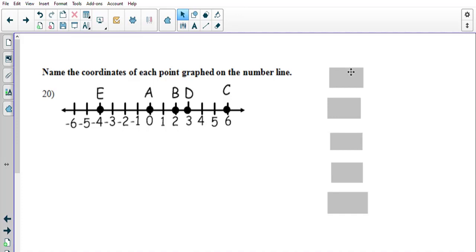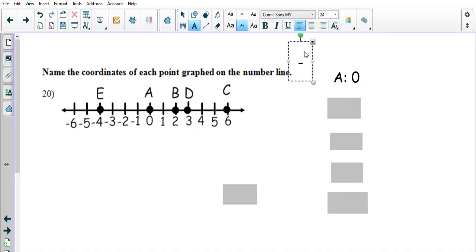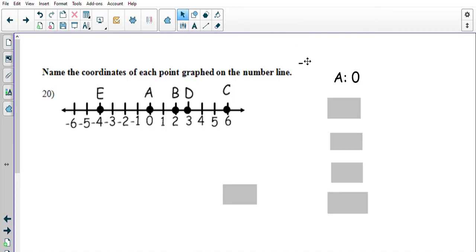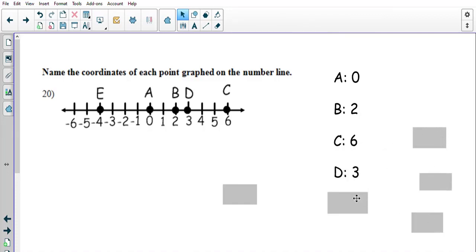A is at 0. So guess what? A, 0. I didn't put a dash here. Be careful about putting a little dash like this, because it's going to look like a negative, which 0 can't be negative anyway, but numbers like 2, 3, and 6 can. So I wouldn't put a dash. I'd put a colon there. Letter B is at 2. Easy. C is at 6, D is at 3, and E is at -4.